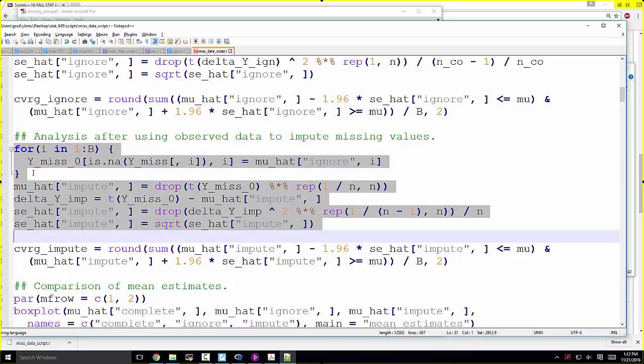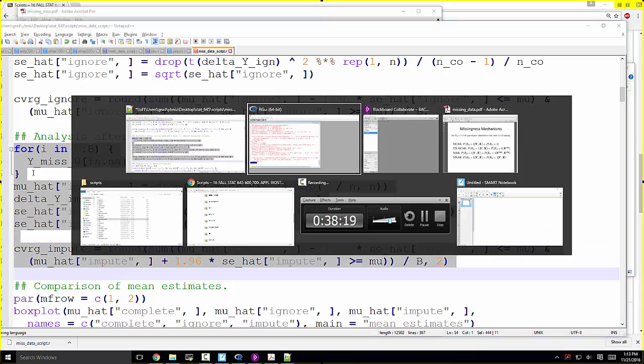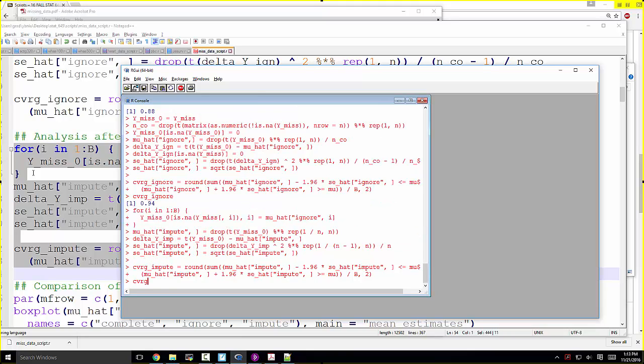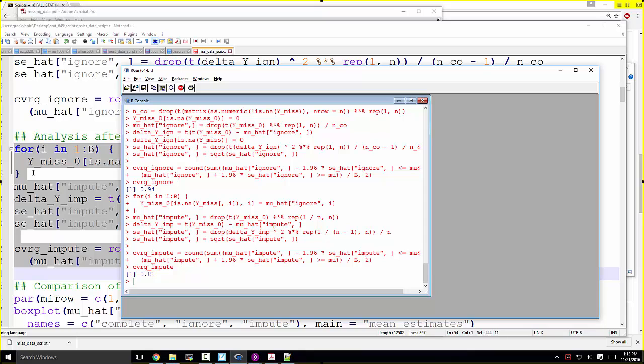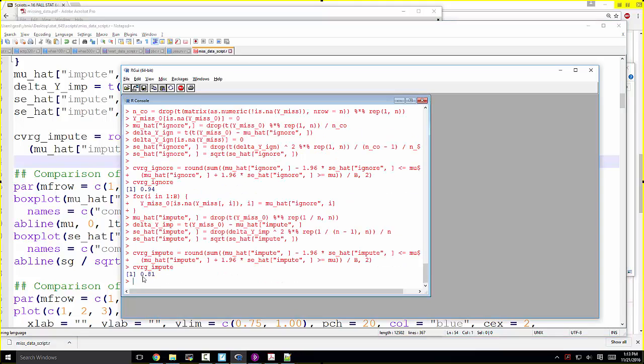Everything else is comparable to the above. Compute a sample average, compute the standard error after replacing any missing values with some imputed value. So there is no missingness anymore as we're working with these data. And here's the calculation of coverage probability, 0.81. So after imputation, the coverage probability dropped below the other two, and that's a general result.